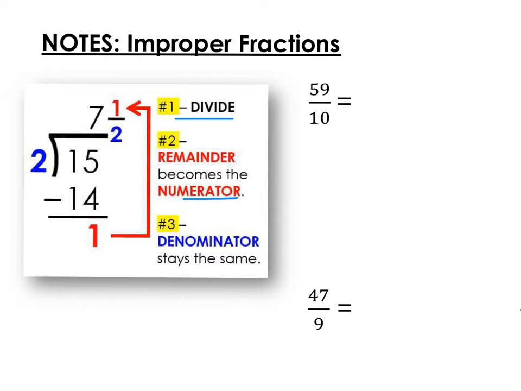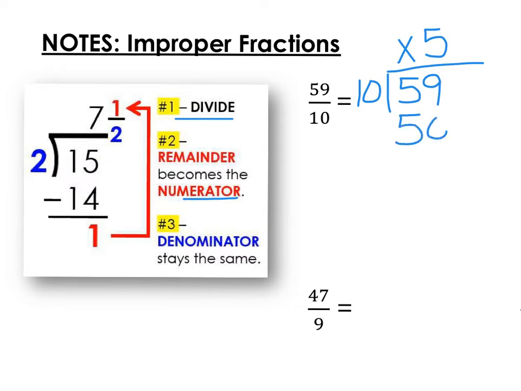So we're going to go ahead and divide. Remember, our numerator goes inside and our denominator goes outside. All right, remember 10 does not go into 5, but 10 does go into 59 5 times. So 10 times 5 is 50. Remember, now we subtract. 9 take away nothing is 9. 5 take away 5 is nothing. And then now we just divided.